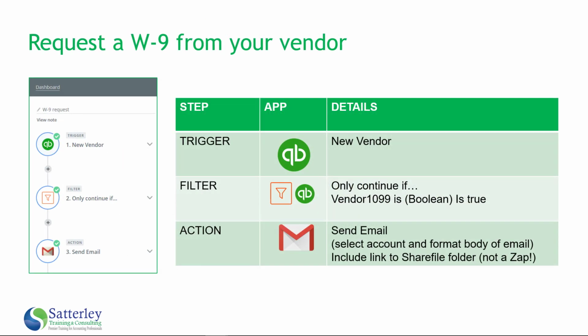All right, so this is a Zap that we're going to build. And I really think that, to understand how Zapier works, you have to see it in action. So I'm going to teach you during this video how to build a simple Zap that is going to send an email requesting a Form W-9 to a new vendor that's created in QuickBooks. So let's go ahead and get started on that.